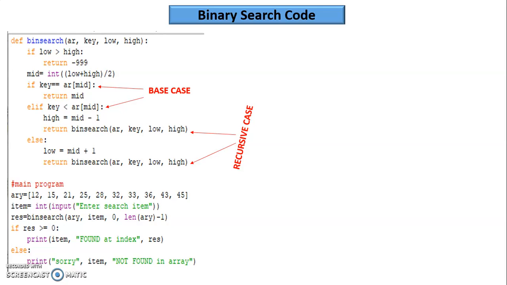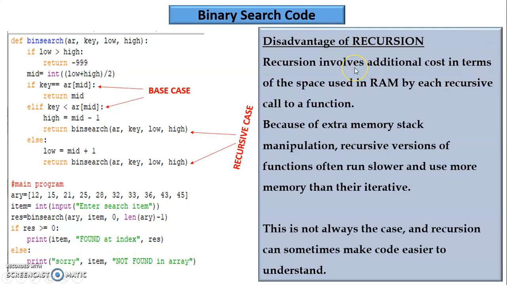I think all three are very easily written using recursive functions, but let me wind up this video by discussing one disadvantage of recursion. That is, recursion involves additional cost in terms of space used in RAM by each recursive call to a function. Because of the extra memory stack manipulation, recursive versions of functions often run slower and use more memory than their iterative versions. This is the only disadvantage. Otherwise, this is not always the case, and recursion can sometimes make the code easier to understand. It's very easy. I hope we discussed enough about recursive functions.